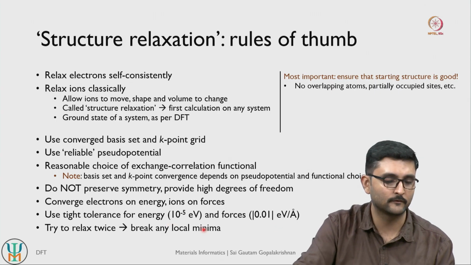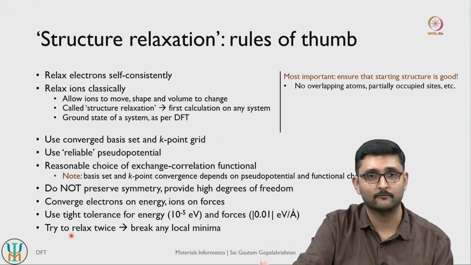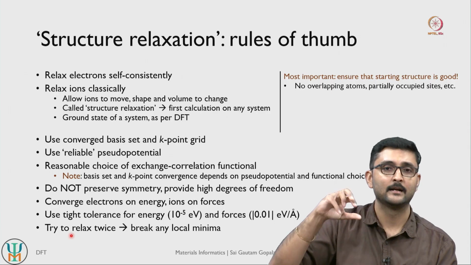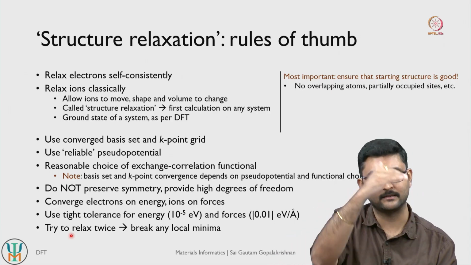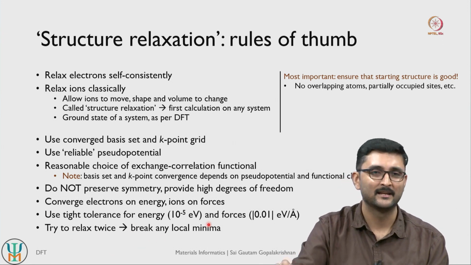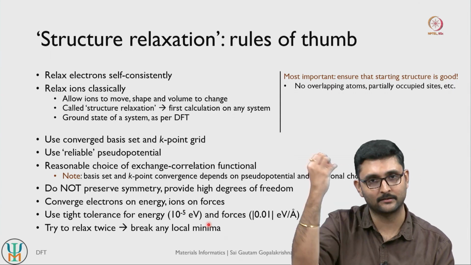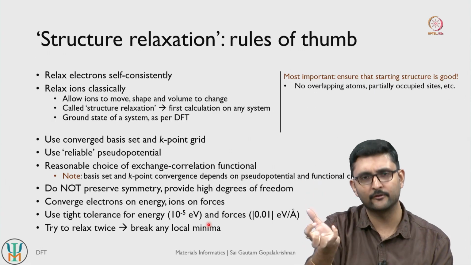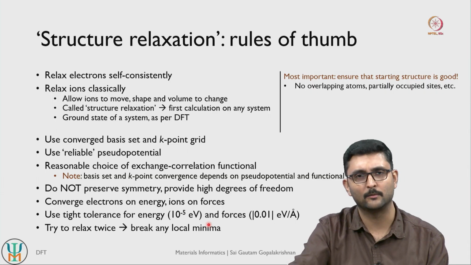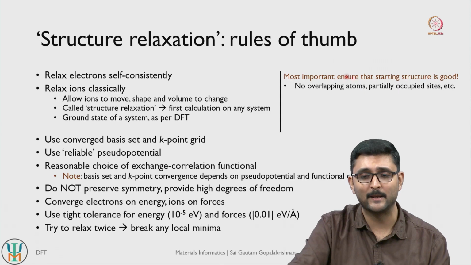So try to use tight tolerances, and always try to relax your structure twice. So let's say you start off your structure, it relaxed to your ground state, your calculation actually ended. Try to start a calculation with that relaxed state and see if you recover back the same structure, right. So try to always relax twice, because this can help you break any local minima. So let's say during your calculation your structure actually converges to a local minima. If you restart a calculation from the structure, you can try to break away from the local minima and reach a global minimum, right. And most important to doing a structure relaxation is basically your starting structure.